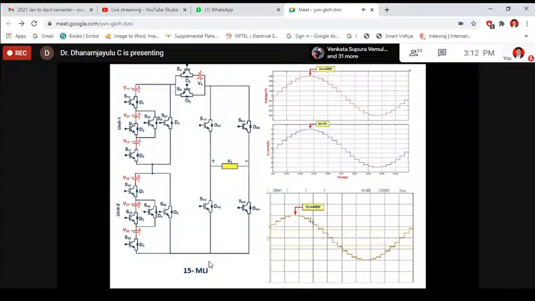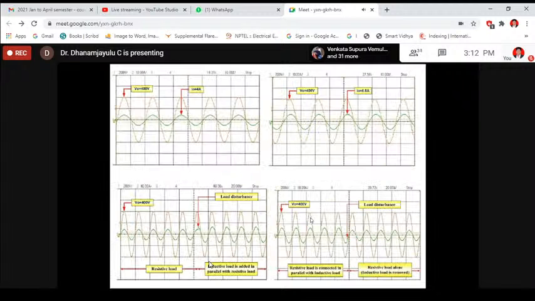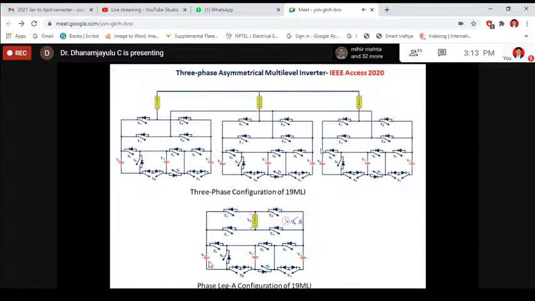And again, I have tested my 15 level MLI with linear loads and non-linear loads. I have tested from lagging power factor to unity power factor, and back to lagging power factor, and lagging power factor to unity power factor. Here the proposed inverter is well stable during dynamic load changes. THD also is calculated. So this is another topology.